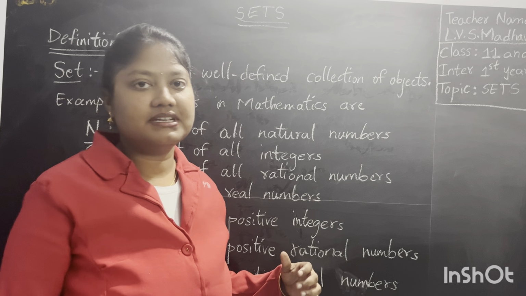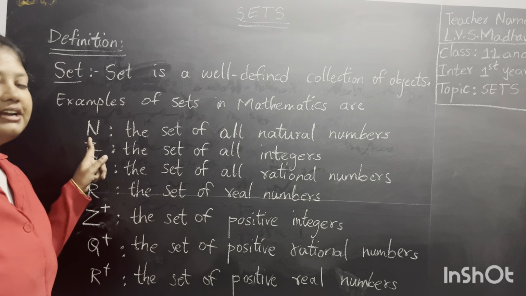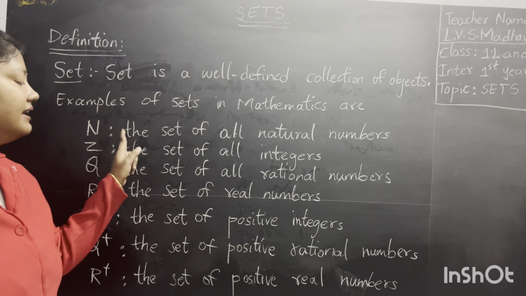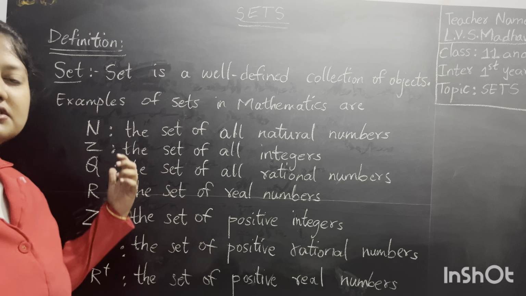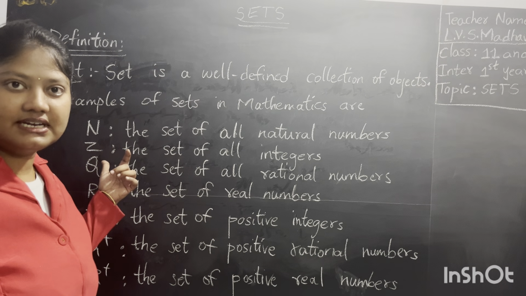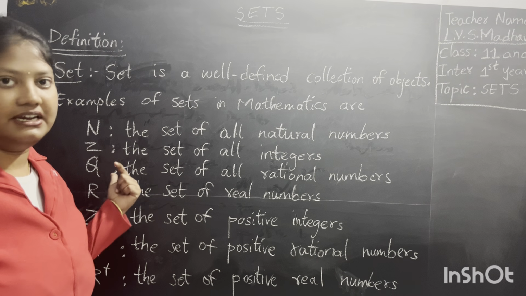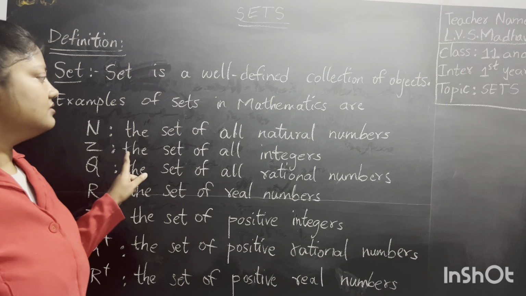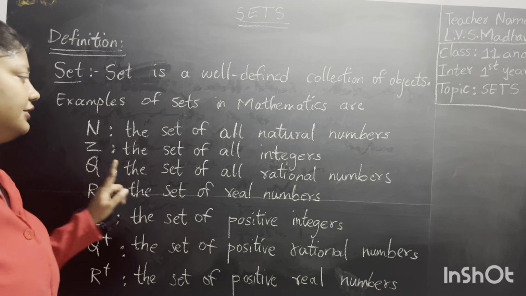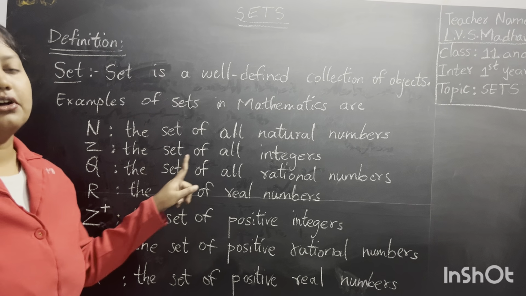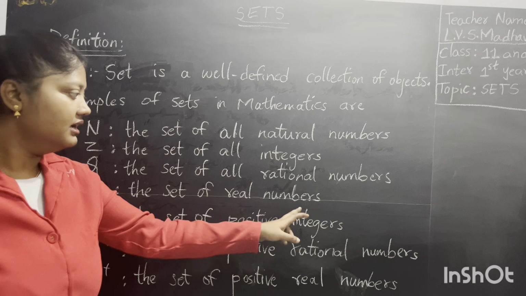So let us see some examples. For example, if we have written N, capital N, then it indicates the set of all the natural numbers. Already in the previous classes you might have learnt about natural numbers, the set is represented by the letter N. Next, Z. So Z represents the set of all the integers. Capital Q, the set of all the rational numbers. Next, capital R, it represents the set of all the real numbers.